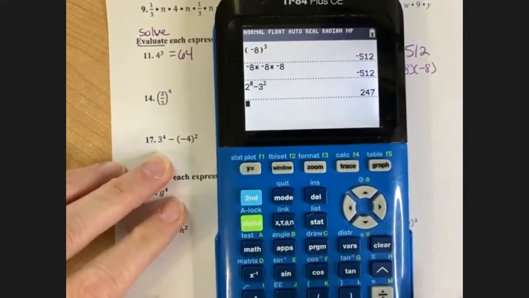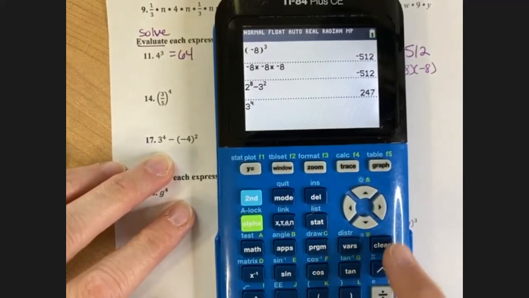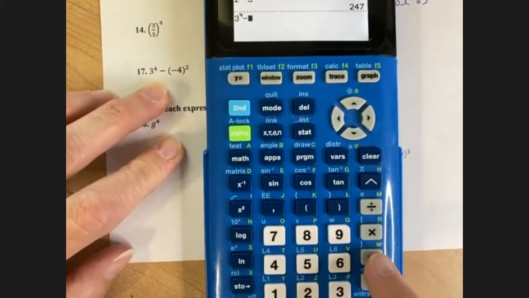So let's try 17. Let's try that again. So we got 3. And again, you can do the house top, raised to the 4th. We have to on that one. You need to hit the right arrow over and then do minus. Now this is not a negative. This is a minus right here.